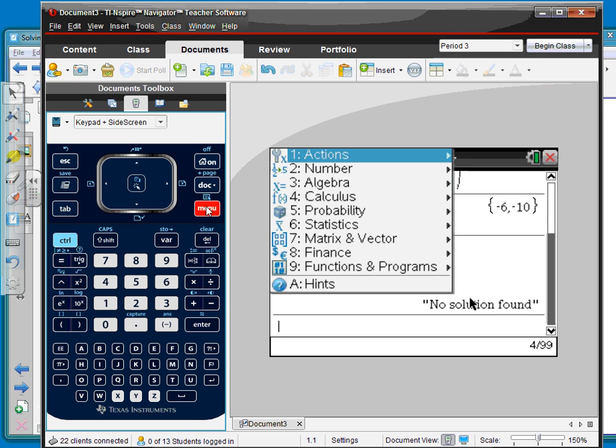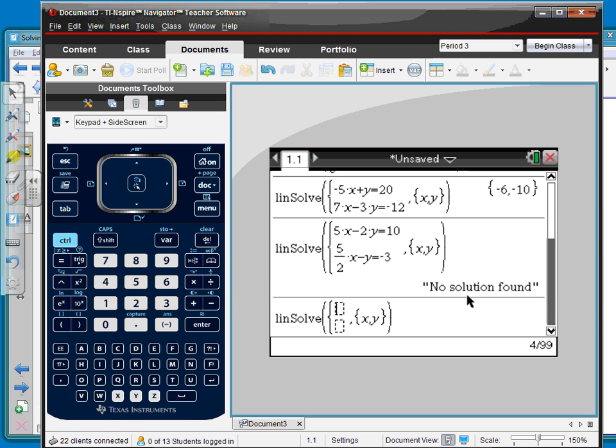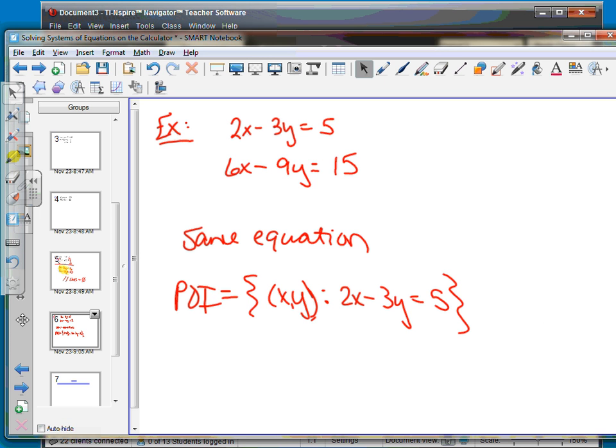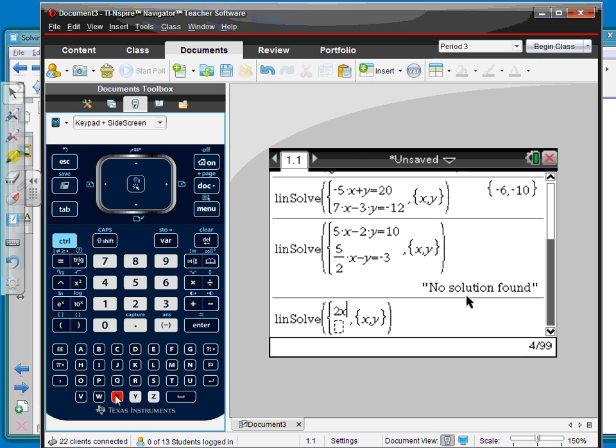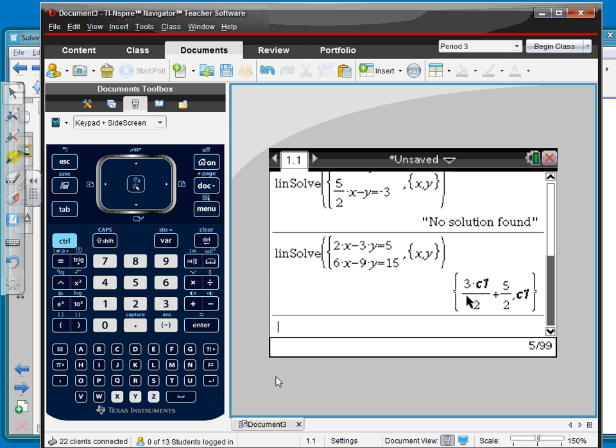So menu, algebra, systems of equations. I have 2 of them. Good, 2x minus 3y is equal to 5. 6x minus 9y equals 15. Thank you very much. Enter. And check out what it does. The C1 and the C1 over here, basically it's telling you it's your choice of your points, whatever x is and whatever y is. Okay?